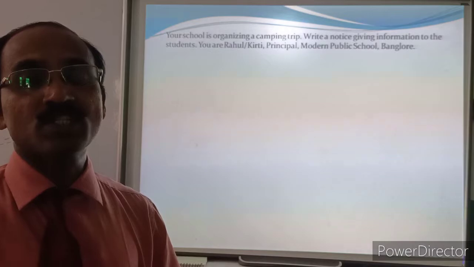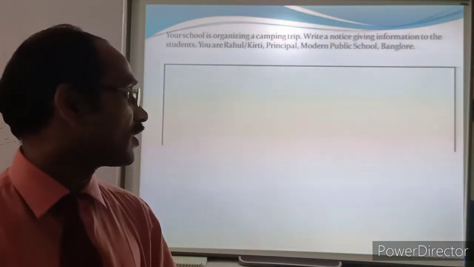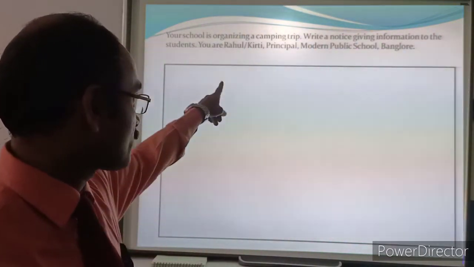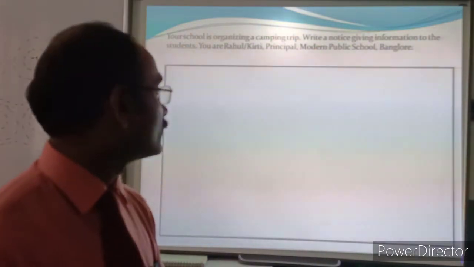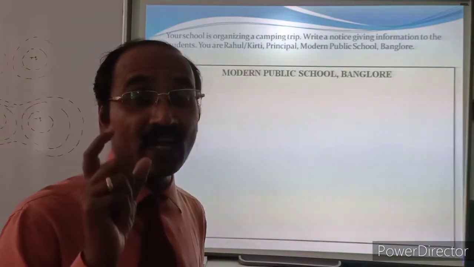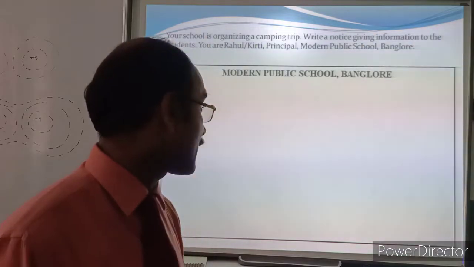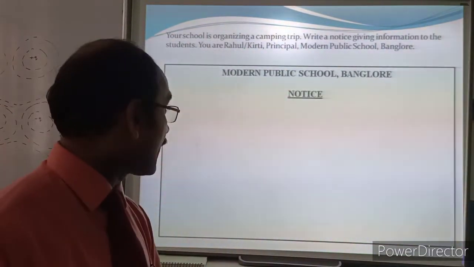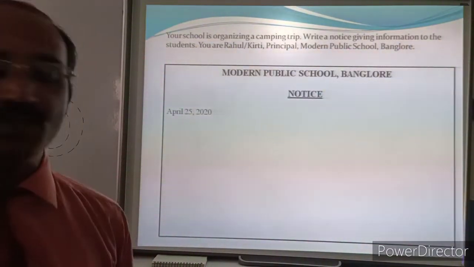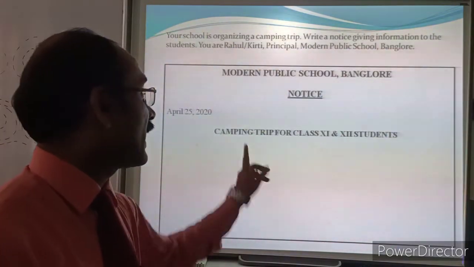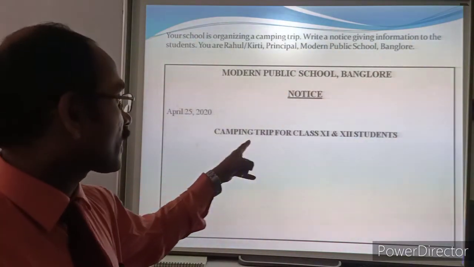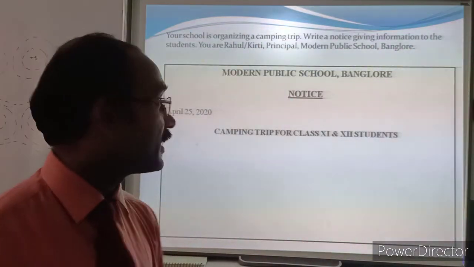First what we will do? We will make a column. Then in the column, first we will write the school name, Modern Public School, Bangalore. Then next, the title. Title is always notice. That should be in capital letters. Then the date. Which date you are issuing? April 25, 2020. Then the heading, an eye-capturing caption: Camping trip for class 11 and 12 students.